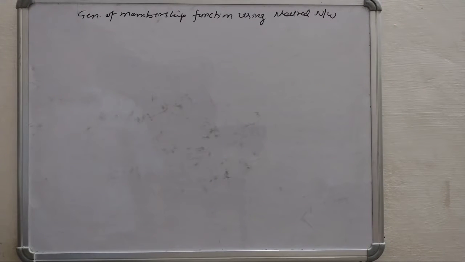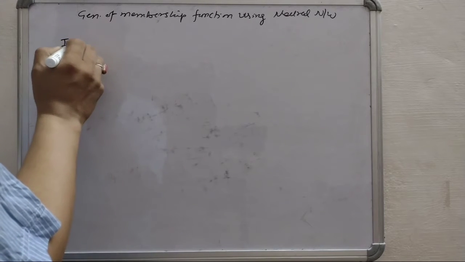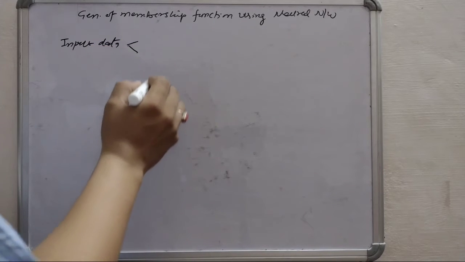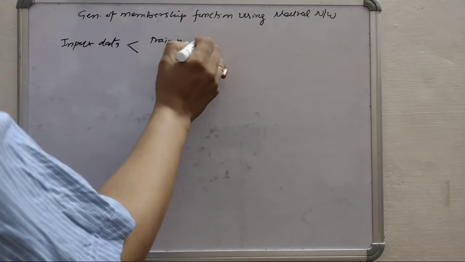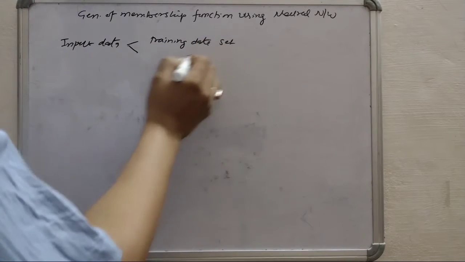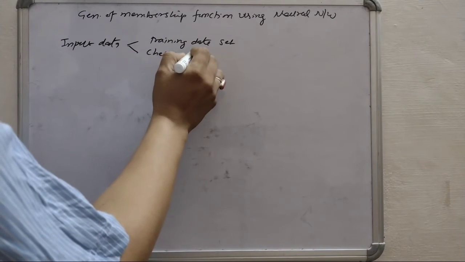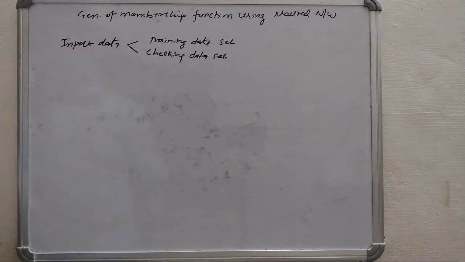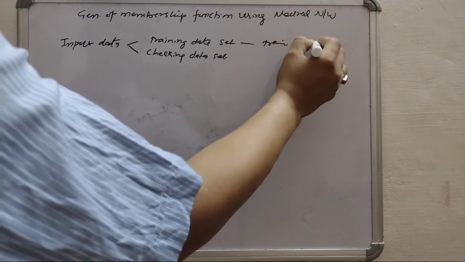So when we use a neural network, the input data is divided into two parts. One is the training data set, and the other is the checking data set. This training data set is used to train the neural network.